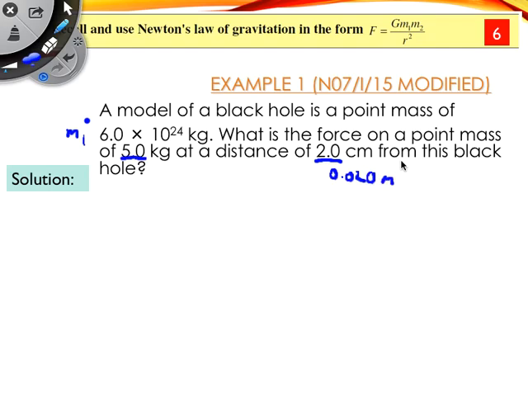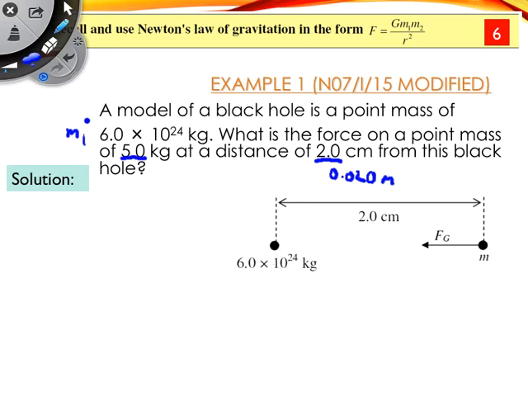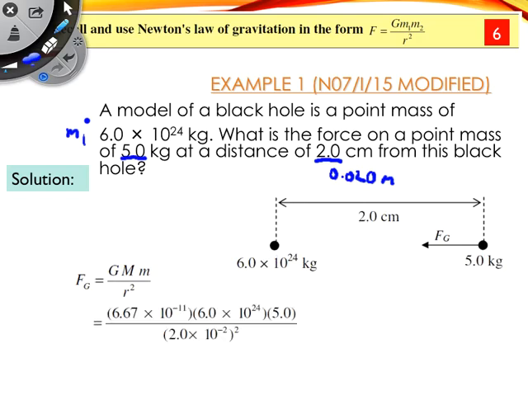Okay, so let's look at the answer. This is the same diagram that we have. Of course, now this is 2.0 cm, and these are the masses we have. We just apply our equation directly. You plug in the values, and then you get 5.0 times 10 to the power 18 newtons. Is that a big force or small force? Very, very big force.